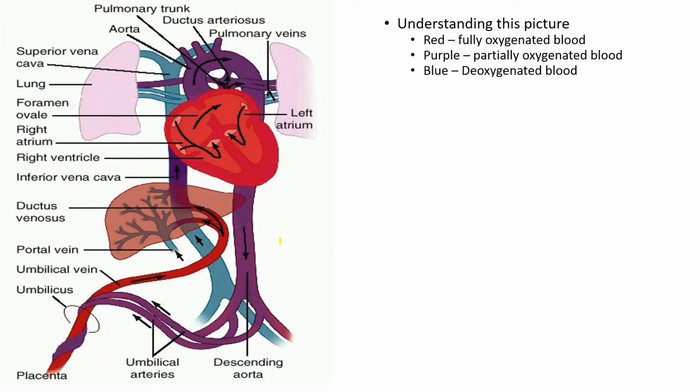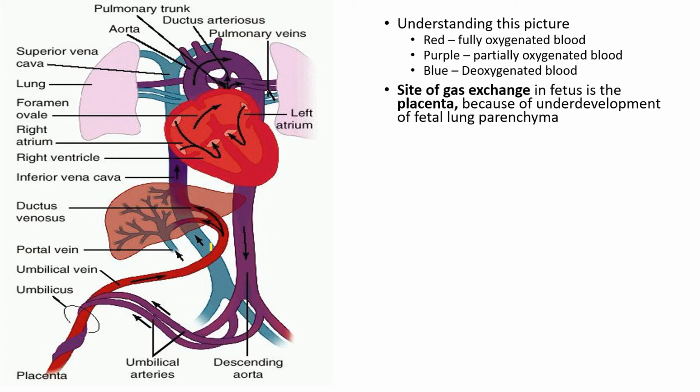Next, we're going to be talking about fetal blood flow, and it's important to understand this picture. So red blood, such as blood from the umbilical vein, is oxygenated. Blue blood, such as from the inferior vena cava, is going to be deoxygenated. And purple blood is going to be a mixture of deoxygenated and oxygenated blood, so partially oxygenated. Remember that the site of gas exchange in the fetus is the placenta, and this is because of underdevelopment of the fetal lung parenchyma.